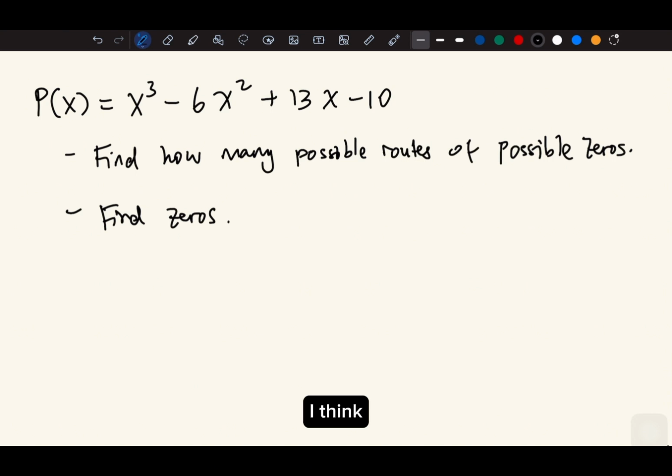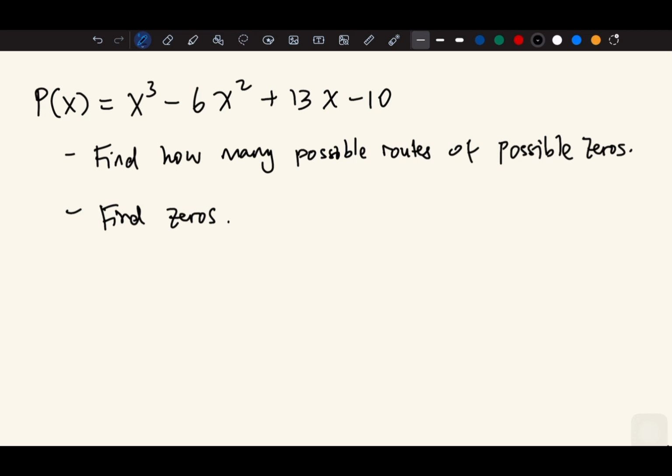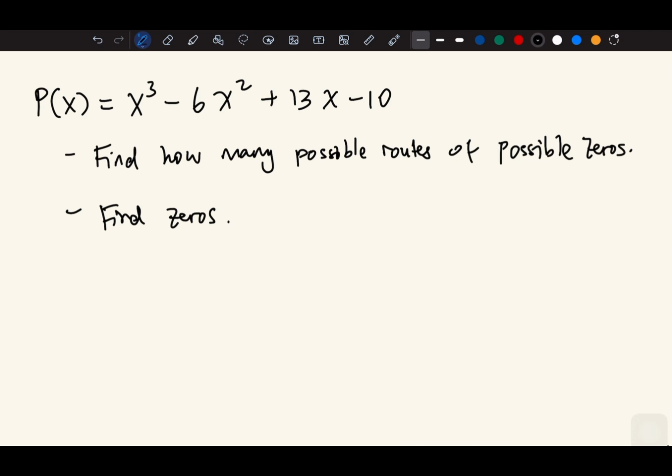I think the first half I will just be going through the sections, all the polynomials, and after that the second half will most likely be the exercise.